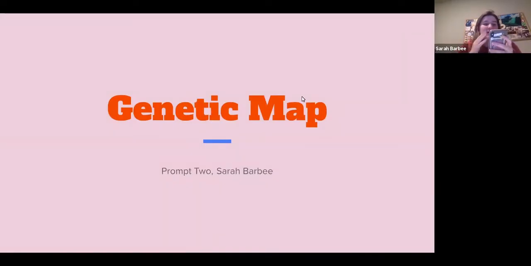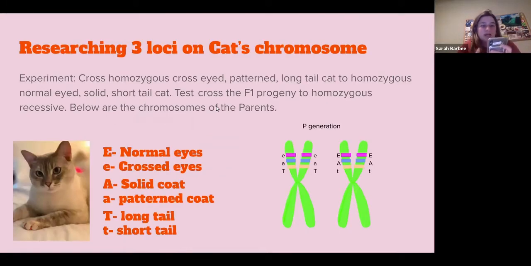Today, we are going to be talking about genetic mapping and linkage on chromosomes. Specifically, we will discuss three linked traits in cats: the cat's coat, pattern versus solid, tail length, short versus long, and eye type, normal versus cross-eyed.